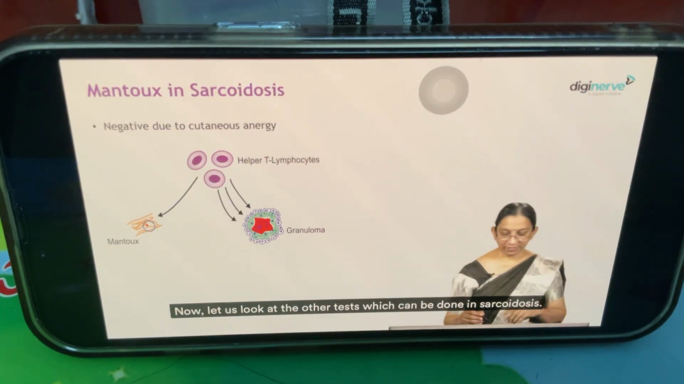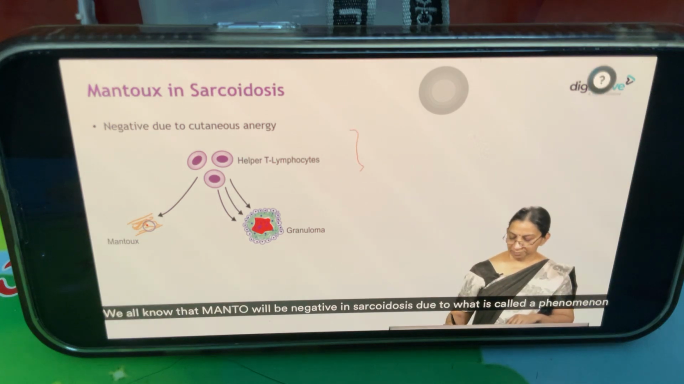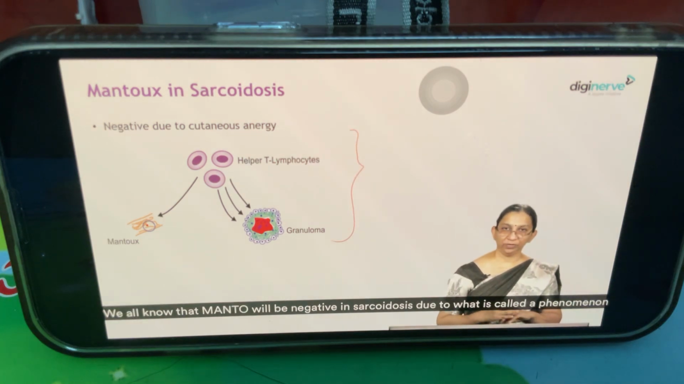Now let's look at the other tests which can be done in sarcoidosis. We all know that Mantoux will be negative in sarcoidosis due to a phenomenon called cutaneous anergy.